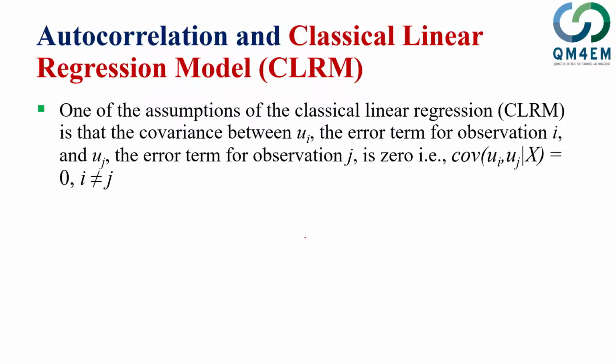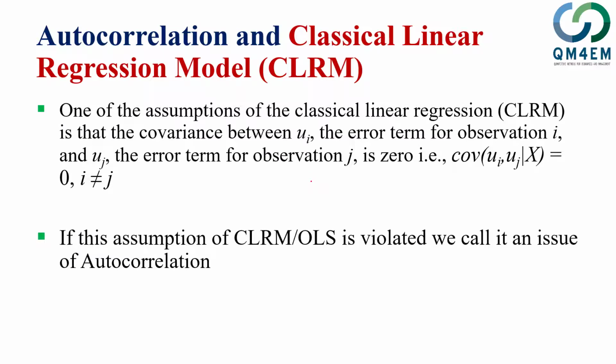So when this assumption holds true, when the classical linear regression assumption of no correlation between the error terms holds, we call it a case of no autocorrelation, and that's the necessary requirement for the OLS estimation procedure. However, when this assumption is violated, we call it a case of autocorrelation, or we say that our data has a problem of autocorrelation. And obviously we need to check what is causing autocorrelation, and we need to fix that issue with our data.